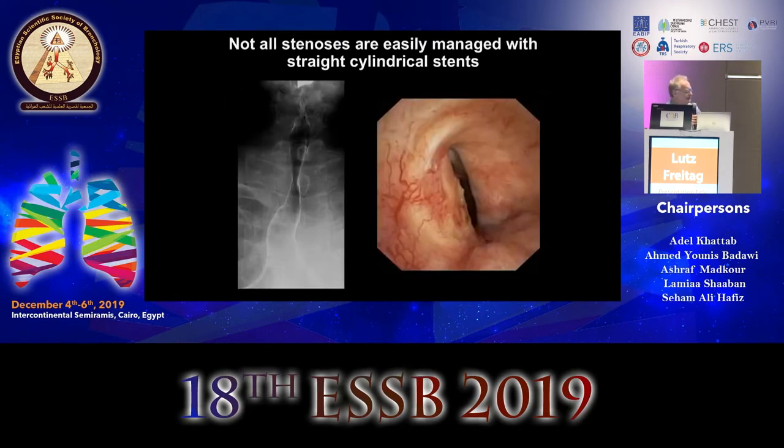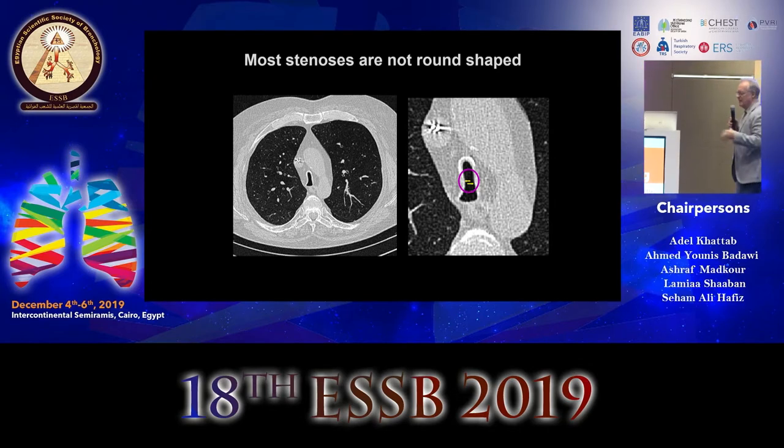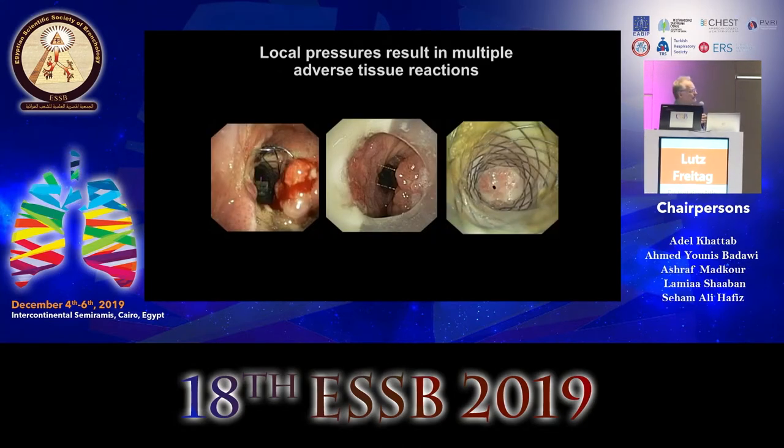It's a little different if we take a look at benign stenosis. Benign stenoses are usually not round-shaped. We have kind of a slit here, and it is not so easy to find something that really fits. If we put a round-shaped stent into such a triangular or slit structure, we have very high wall pressures at some points and absolutely free space at others. The result of these pinpoint pressures is illustrated here.